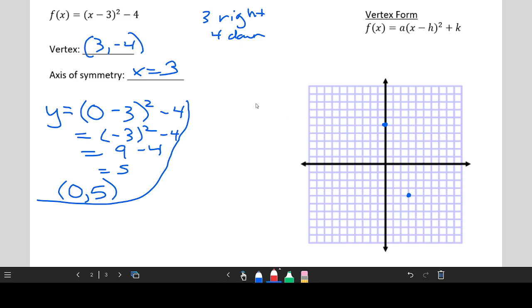Similarly, we can substitute 0 for y to find the x-intercepts. And so to solve this for x, we can add 4.